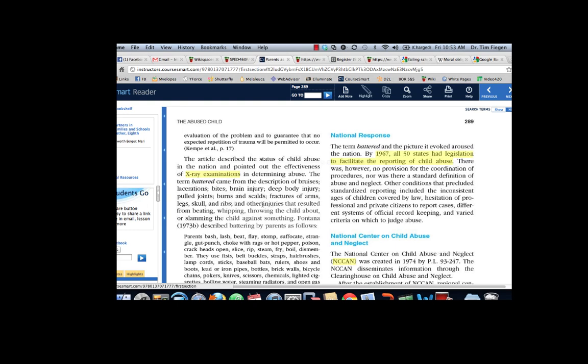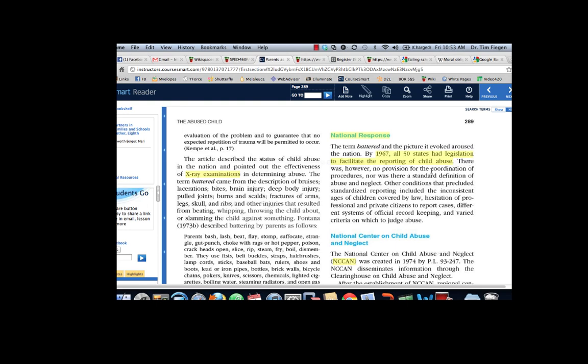And that's still kind of an ugly word. When you hear that word battered, it bubbles up images, I think, of what that means. And so after that happened, in 1967, the national response, and that's what this title is here, was that they came up with legislation. Then in '67, by then, all states had this legislation of how to report child abuse.